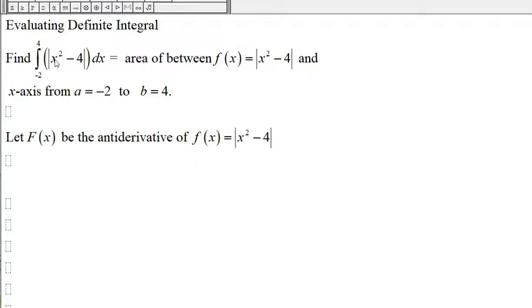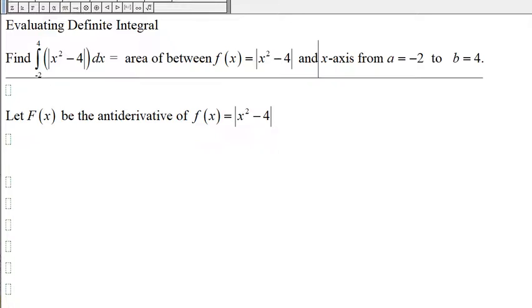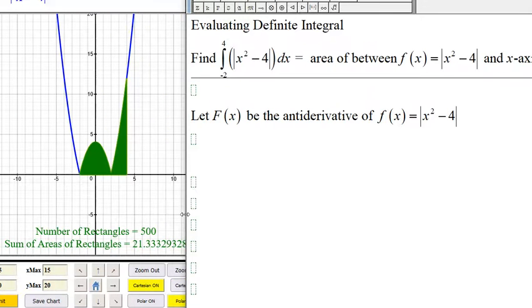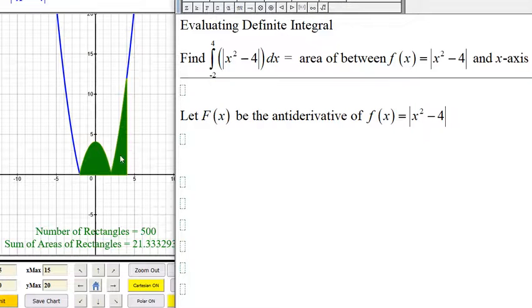Here we have the definite integral of the absolute value of x squared minus 4. And this definite integral represents the area between the graph of the function absolute value of x squared minus 4 and the x-axis from negative 2 to 4. And this is what the graph looks like. So this is the graph for the function absolute value of x squared minus 4.